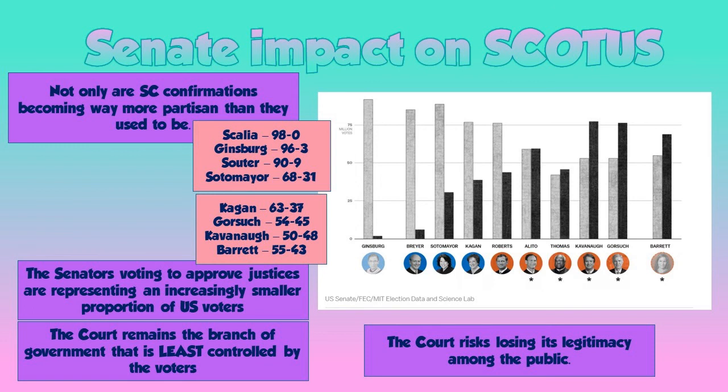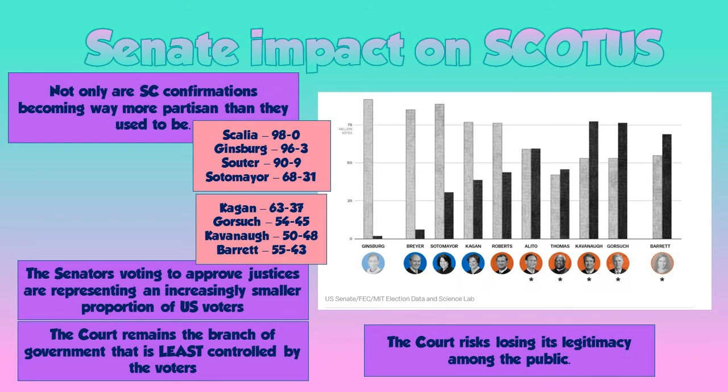Also, the senators that are approving the judges are beginning to represent an increasingly smaller proportion of voters. So what's happening is we're having the senators, mostly from the small states, picking or controlling which judges get on the court, and they're losing the support of the public. So the court is the branch of government that is least controlled by voters, but its legitimacy is important, and it risks losing its legitimacy with the public.